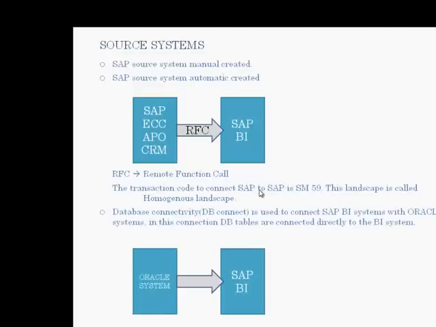SAP to SAP connection is called a homogeneous landscape, and it is connected through an RFC connection. RFC means remote function call, and you can see that SAP to SAP connection in the transaction code SM59. By going to the transaction code, you can see all the connection details of SAP. There is another connection called database connectivity, DB Connect. It is used to connect SAP BI systems to Oracle systems. In this connection, DB tables are connected directly to the BI system.